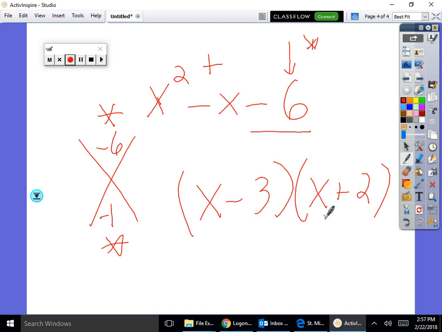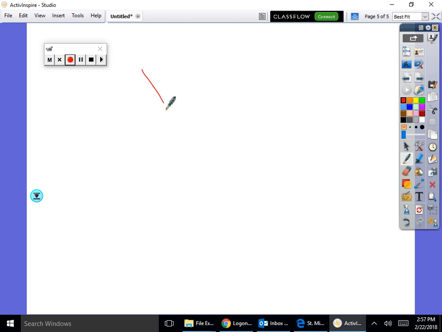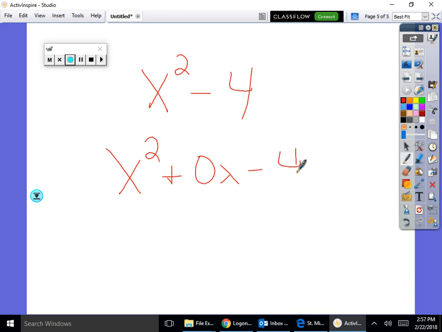Now the next one, there is a shortcut. x squared minus 4. This is difference of squares, okay? A lot of my pre-calc kids know difference of squares, but if you don't remember it, I need 3 pieces to make factoring easy, so you can rewrite it as x squared plus 0x minus 4 if you're scared of it, and say, what are two numbers that multiply to -4 and add up to 0?